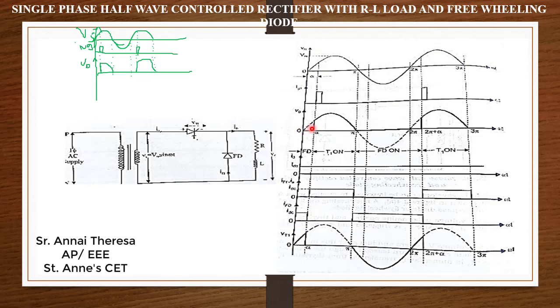In these spots there is no conduction of thyristors, so in this duration there will be conduction of the freewheeling diode. Here as well there will be freewheeling diode conduction. Here the thyristor conducts, so no freewheeling diode. Then here the thyristor is not conducting, so the current will flow through the freewheeling diode. Then there is thyristor conduction, so no freewheeling diode conduction.